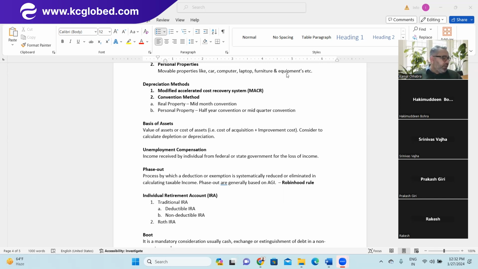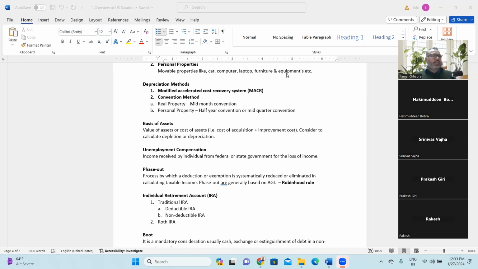If you are purchasing the asset on the first day, second day, third day of the respective month, normally in India you'll charge the depreciation for the respective days. Whereas in the US, for real property, you'll be charging depreciation for 15 days of that respective month.